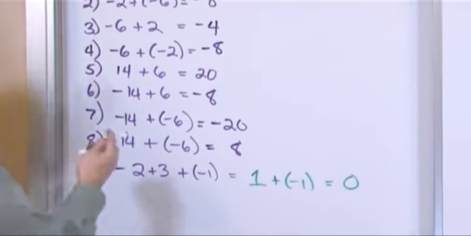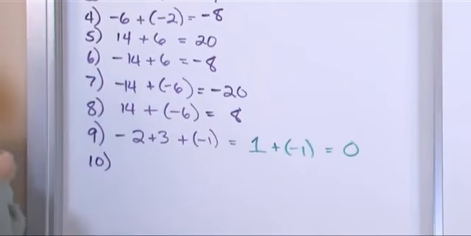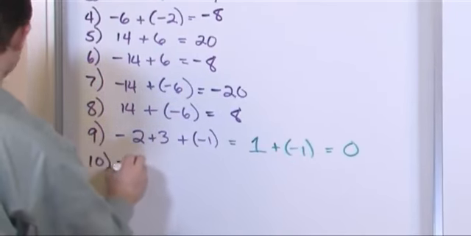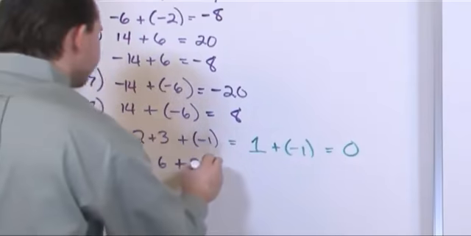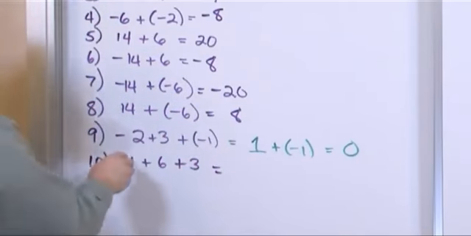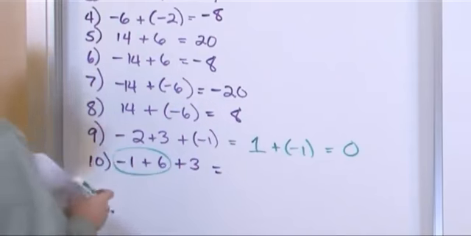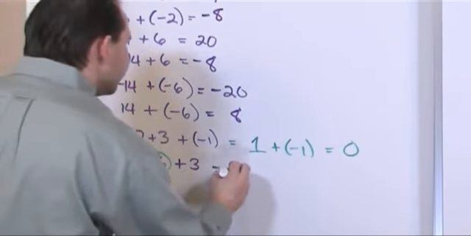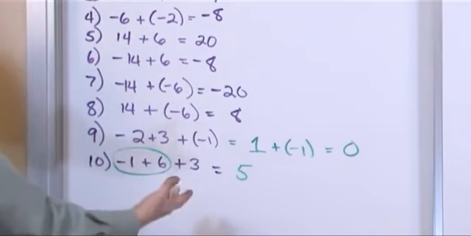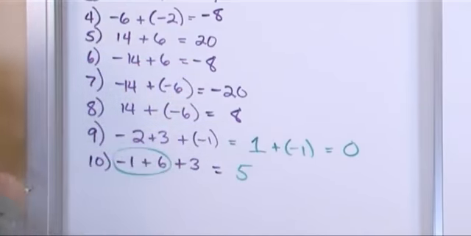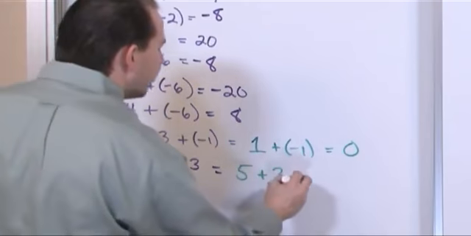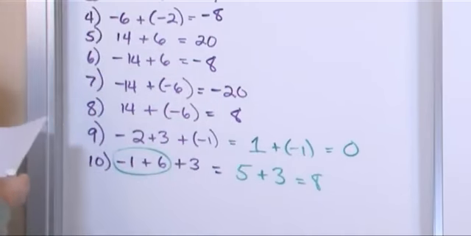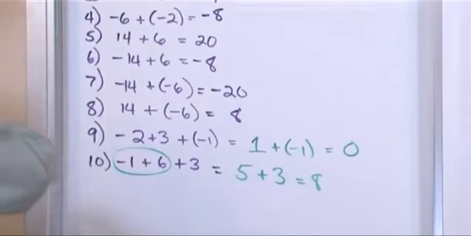Okay? Now let's say I have negative 1 plus 6 plus 3 is equal to, you work left to right. So first, let's deal with this. Negative 1 plus 6 is going to be positive 5 because 6 minus 1 is 5, and the sign always comes from the bigger number when we're subtracting like that. We still have to have our plus 3 that's still here. So 5 plus 3 is 8. Right? So 5 plus 3 is 8.